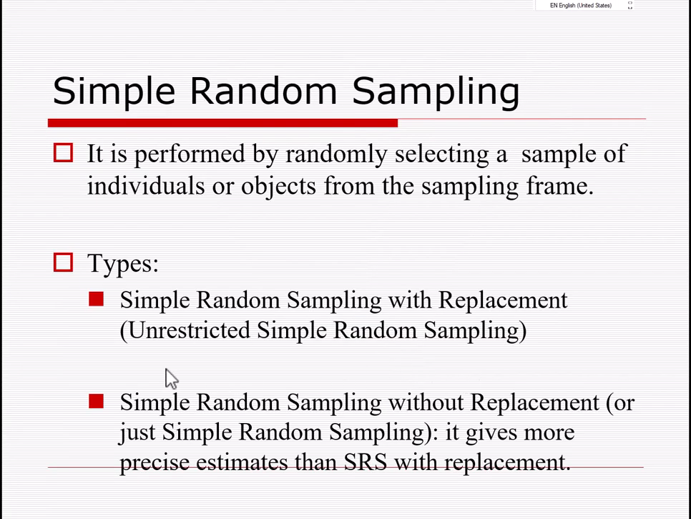There are technically two types of simple random sampling. Simple random sampling with replacement, where once you select a member in the population, you put it back in the list so it can be sampled again. And simple random sampling without replacement, where when you sample an individual, you don't put it back. In practice, for surveys, we only use simple random sampling without replacement. Simple random sampling with replacement is used for some statistical methods, but not for surveys.